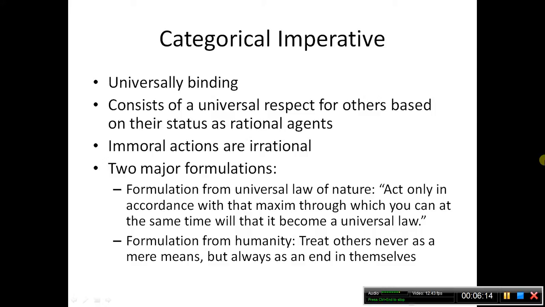So now we get to the second formula, the formulation from humanity. The Stanford Encyclopedia of Philosophy claims that this is the formulation that attracts a lot of Kantians to the view. And it says that you should treat others never as a mere means, but always as an end in themselves. This respects their autonomy, it gives them the possibility of assent. So basically, you can never use others simply as tools for achieving a goal.